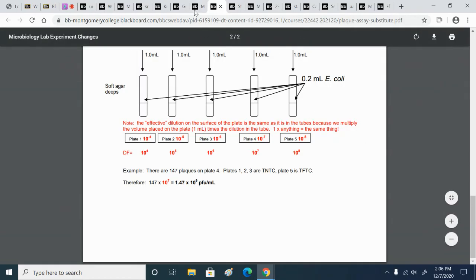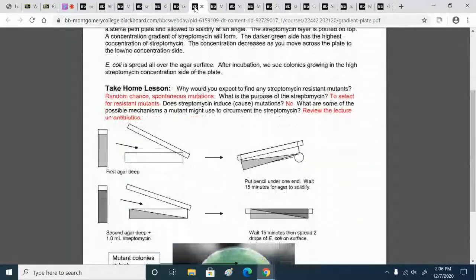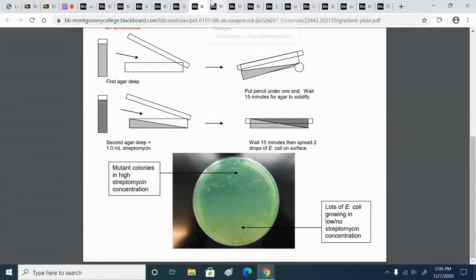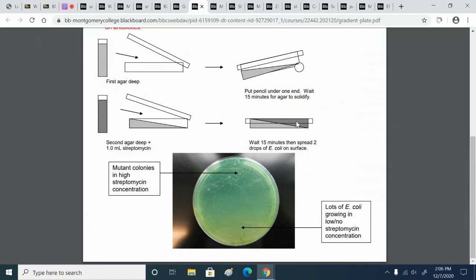Okay, next is the gradient plate. In this experiment, we create a concentration gradient of streptomycin. We do that by using 2 layers of agar. Our first layer is just plain agar, and the second layer contains the streptomycin solution, which has some green food coloring in it, so some green dye so we can see it. The thick area is the darkest green, so it's got the highest concentration of streptomycin. As we move across the plate, the concentration of streptomycin decreases until we end up with basically 0 on the very edge of the other side of the plate.